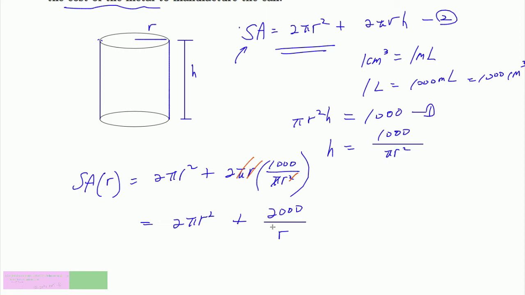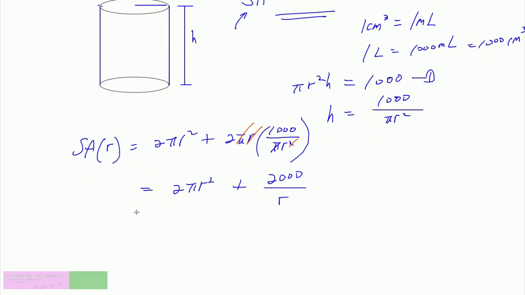So this is not a polynomial graph, it's a rational graph. If I actually graph it, this would be a rational graph. Alright, so let's differentiate this in terms of r. And we get 4 pi r plus, it's going to be minus 2,000 over r squared. Okay, set that equal to 0.